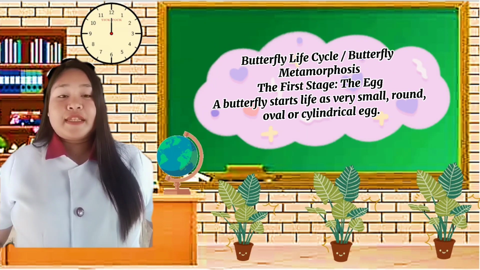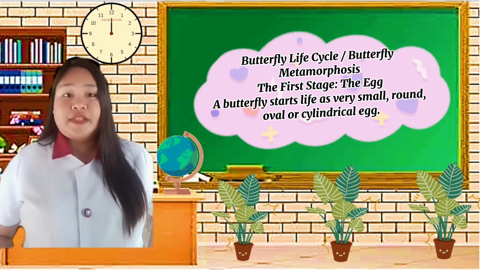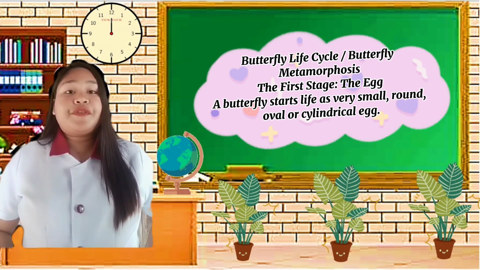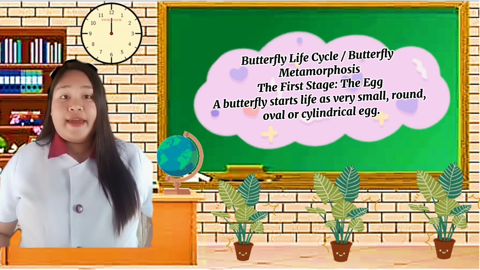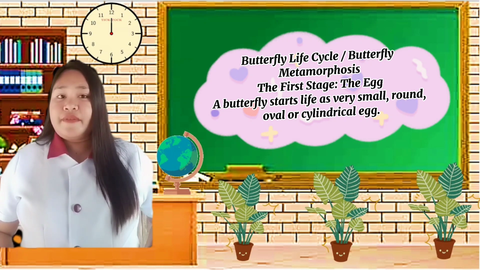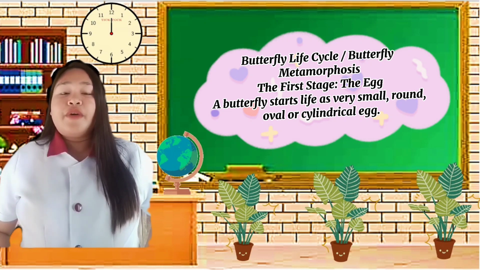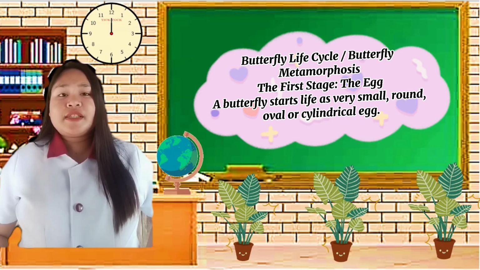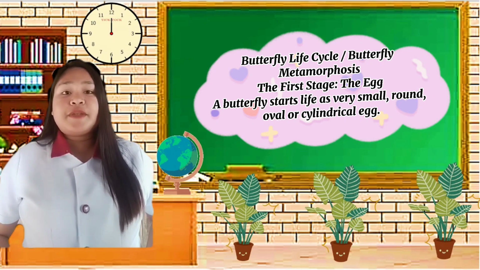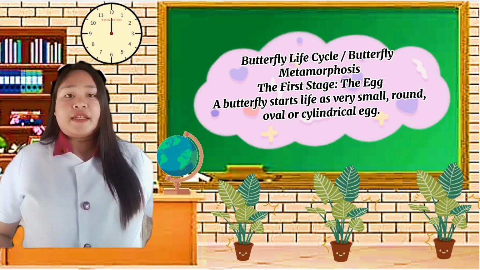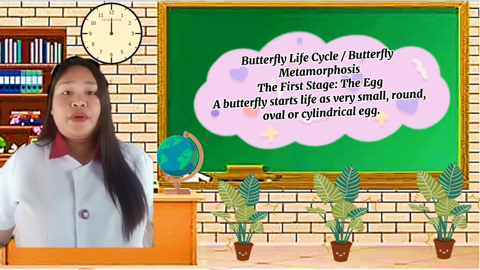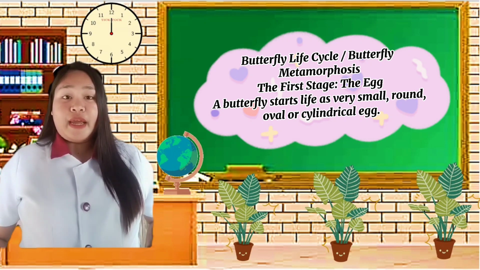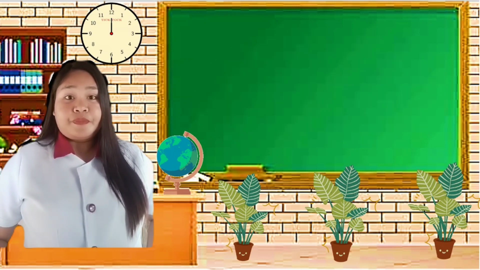Butterfly life cycle, or the butterfly metamorphosis. The first stage is the egg. A butterfly starts life as a very small, round, oval or cylindrical egg. The coolest thing about butterfly eggs, especially monarch butterfly eggs, is that if you look close enough, you can actually see the tiny caterpillar growing inside of it.